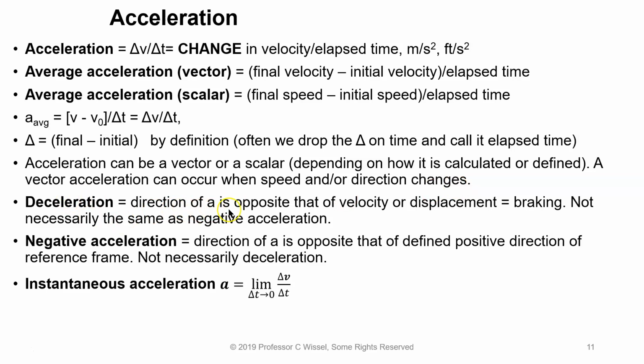Deceleration: the direction of the acceleration, or the direction of a, is opposite to that of the velocity or displacement, otherwise known as braking. It's not necessarily the same as negative acceleration. Negative acceleration: the direction of the acceleration is opposite to that of the defined positive direction of the reference frame. That is not necessarily deceleration. Instantaneous acceleration is a equals the limit as delta t goes to 0 of delta v over delta t. So in other words, you're taking a very tiny time interval.